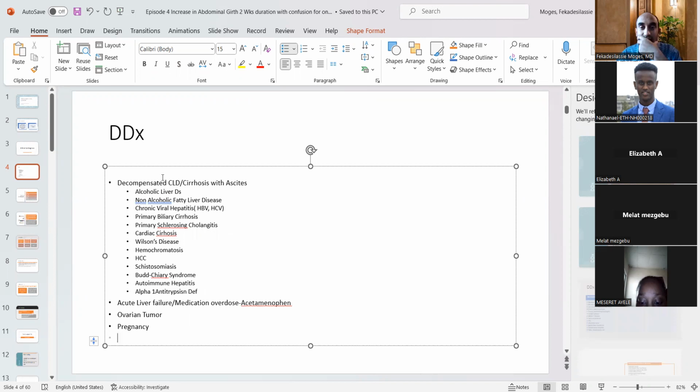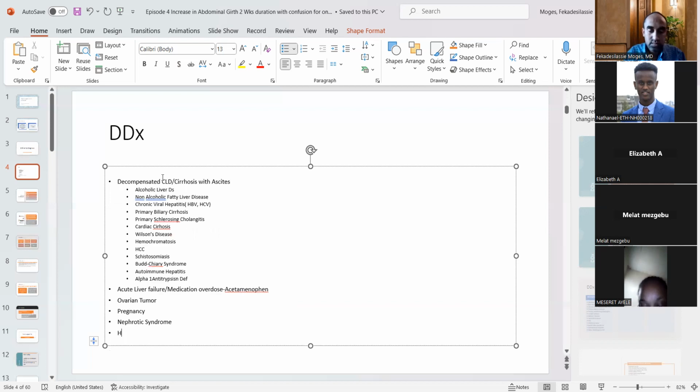Okay. What else? Renal conditions like nephritic or nephrotic syndrome. Nephrotic syndrome. Okay. Organomegaly. Organomegaly like what? Hepatosplenomegaly. Okay.